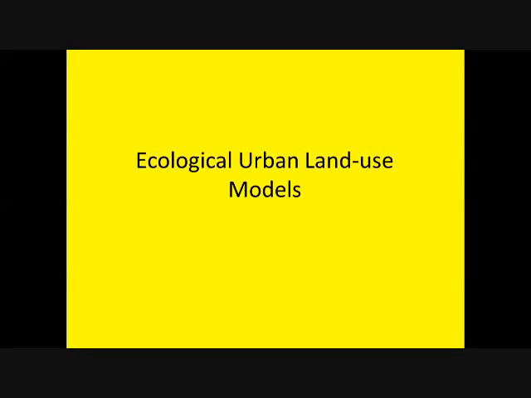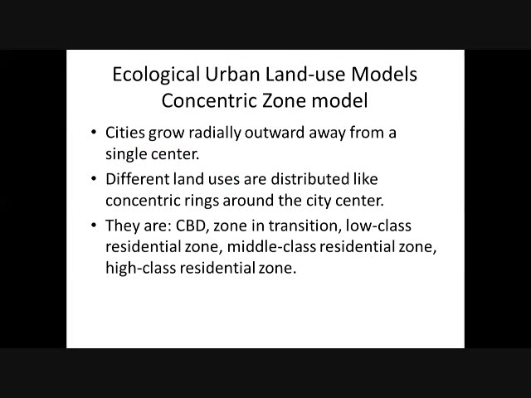that are introduced. The first is the concentric zone model. Cities grow radially outward away from a single center. Different land uses are distributed like concentric circles: central business district, zone in transition, low-class residential zone, middle-class residential zone, high-class residential zone, and so forth.